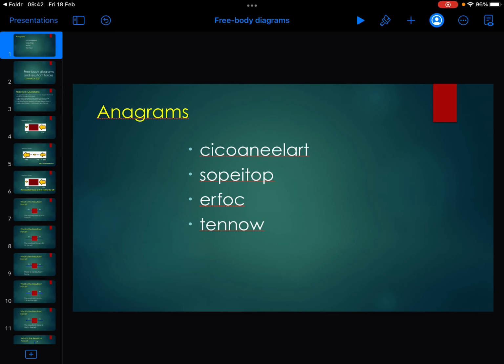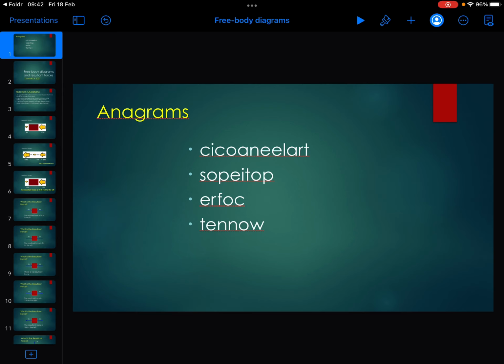So let's start off today's lesson with some anagrams. Anagrams, if you remember, are just words with the letters all jumbled up, and you just need to figure out what the word is. So pause the video, have a little look at the anagrams, and then we'll go through them in a moment.